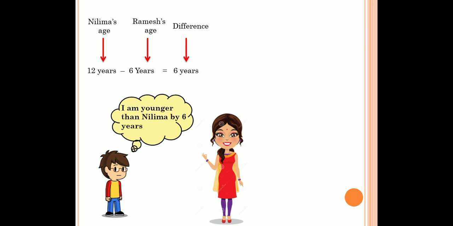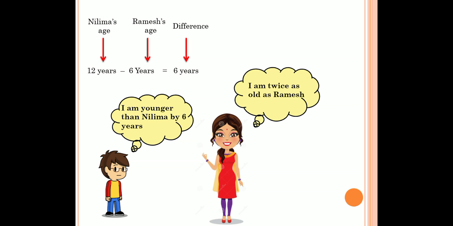So we can say that Ramesh says, I am younger than Nilima by 6 years. How 6 years? Because the difference over here is 6 years. So that is why he is younger than Nilima by 6 years. And Nilima can say that I am twice as old as Ramesh. Twice because 6 plus 6 will give you 12 years, or 6 into 2 will give you 12 years.